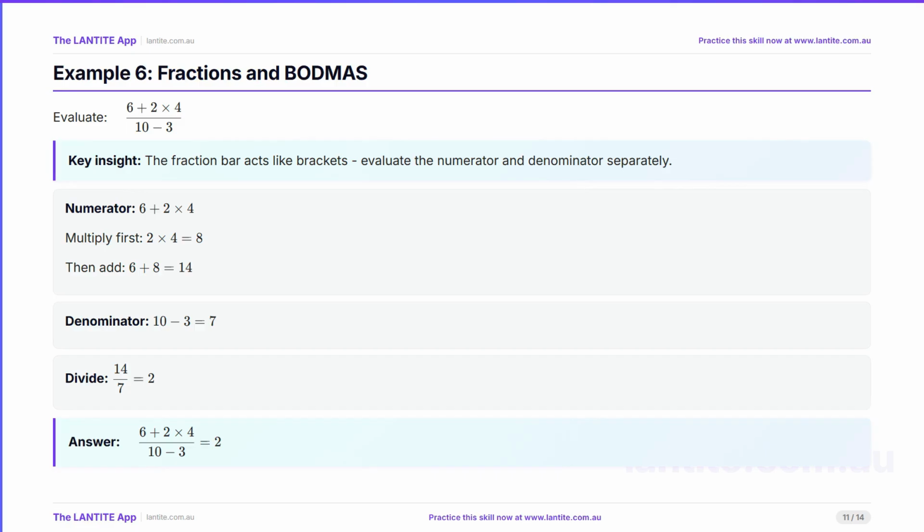This example involves fractions. We need to evaluate 6 plus 2 times 4, all over 10 minus 3. The key insight is that a fraction bar acts like brackets. You evaluate the numerator and denominator separately, before dividing. In the numerator, BODMAS still applies. 2 times 4 is 8, then 6 plus 8 is 14. The denominator is straightforward. 10 minus 3 is 7. Finally, 14 divided by 7 is 2.